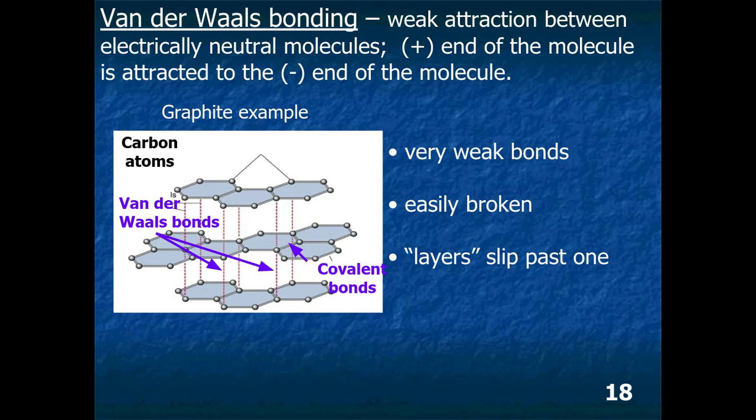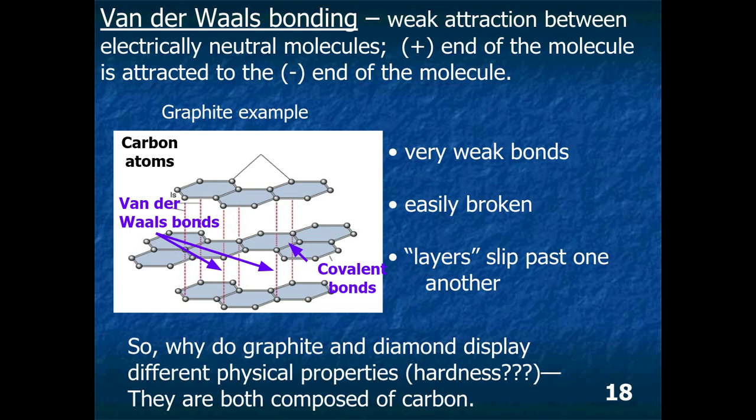You can also take a trip down to the local hardware store and purchase graphite lubricant. I think a lot of folks use graphite lubricant in locks because of the slippage of one layer past another layer. It's handy for lubricating locks and so forth. So the question at the bottom of your screen is: why do graphite and diamond display different physical properties, in this case in terms of hardness, yet they're both composed of carbon? Both are composed of carbon, yet diamond can scratch glass, and certainly graphite cannot.